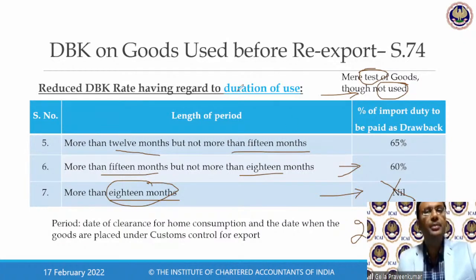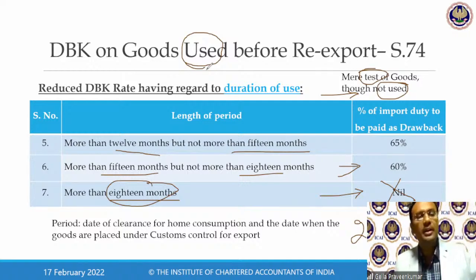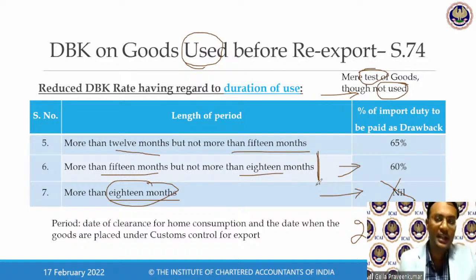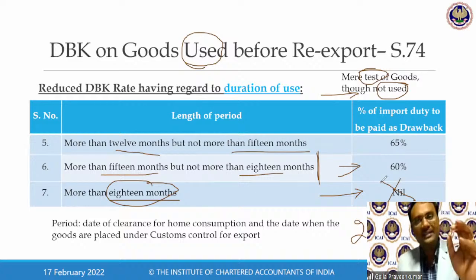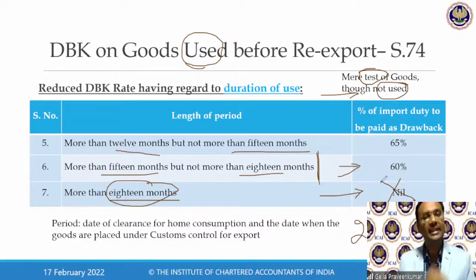The reason attributable for that, students, is because these goods are used. If I've used the goods, the government feels that for any goods which are used up to 18 months, maximum 60% of the duty which you have paid, I'll give you back as a drawback. If I've used them beyond 18 months, there's nothing which can come back as a duty drawback. So I have done mere testing. I have not used the goods. They say, look, mere testing is sufficient for you to say that the goods have been used.